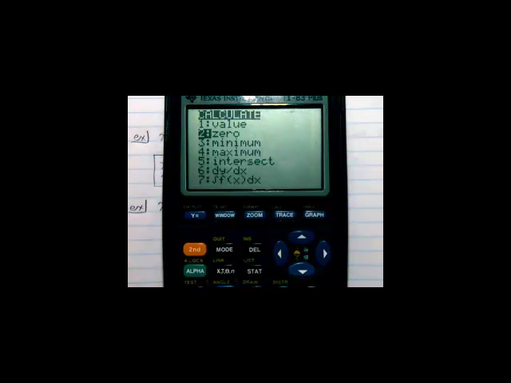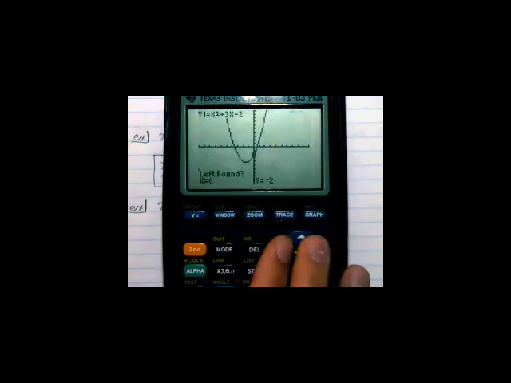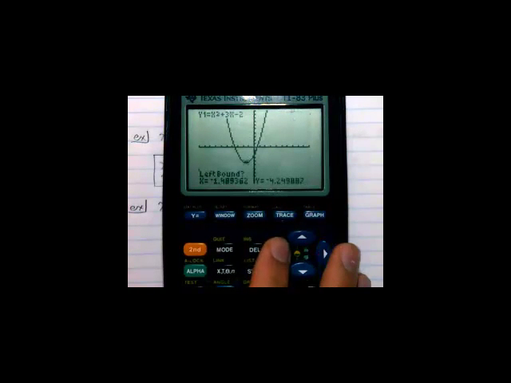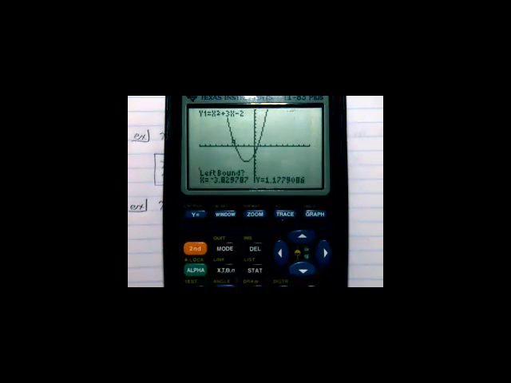So second trace takes you here, and then you hit 0, and it's going to ask for a left bound, and you're going to see this little cursor that's blinking on your parabola, and you want to move it just to the left of where you think one of those zeros are, and hit enter. And it'll ask for a right bound, and then you move the little blinky cursor just to the right of where you think it is. Hit enter. And then it'll ask you, do you want me to take a guess in between those two numbers? And you hit enter one more time to say yes. And it's negative 3.56.